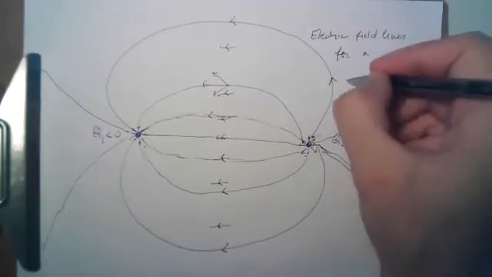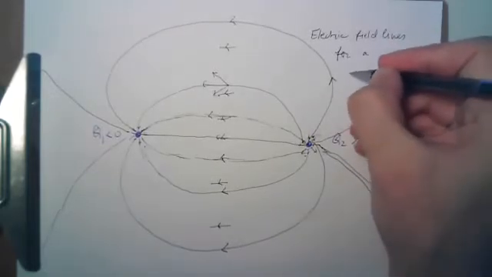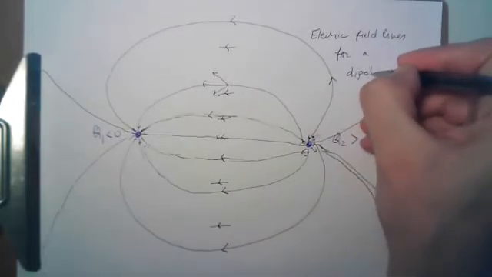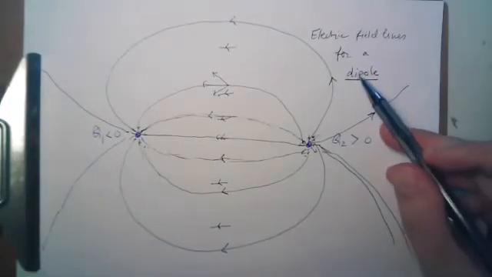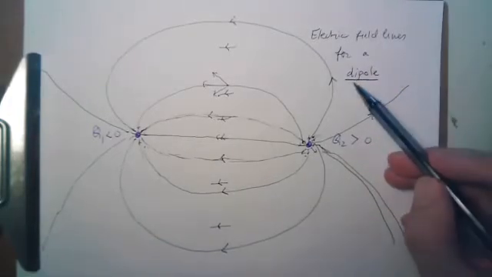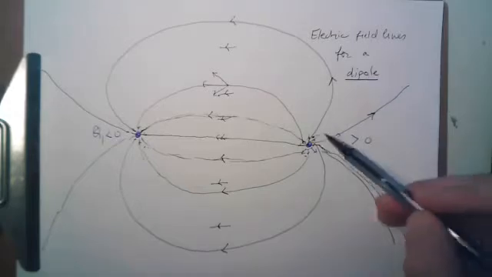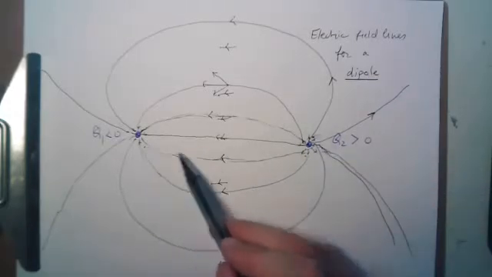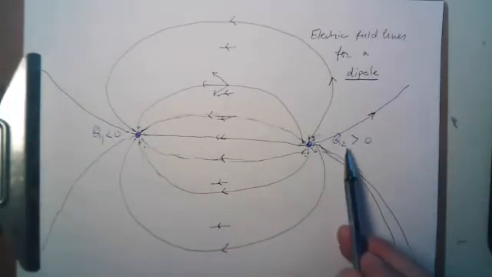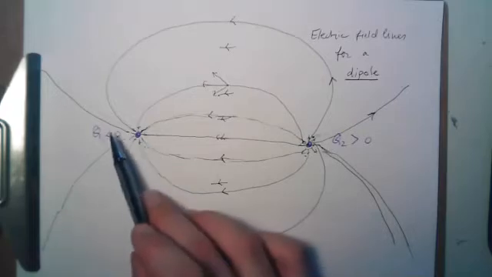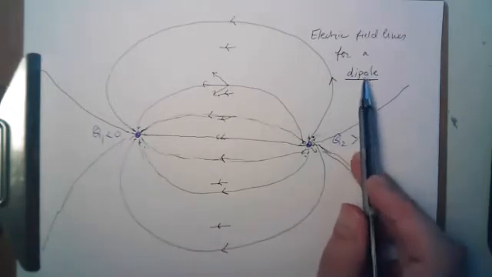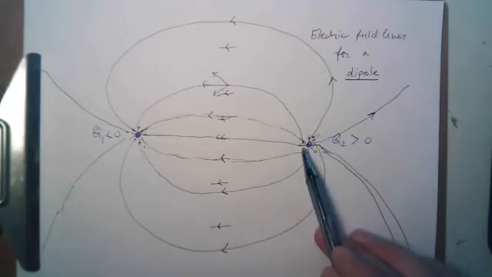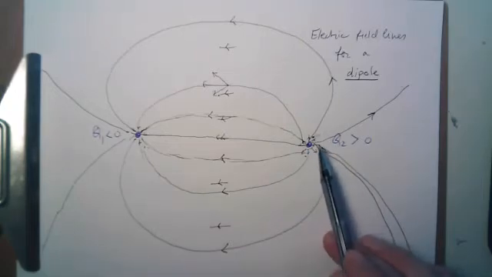And this configuration has a very specific name. It's called a dipole. Dipole, di from the Greek for two. So it's got two poles, one pole here, one pole there. They're separated by some distance, and this one's positive and this one's negative. And if we do this properly, a dipole is when the charges are exactly equal, but only differ by a sign.